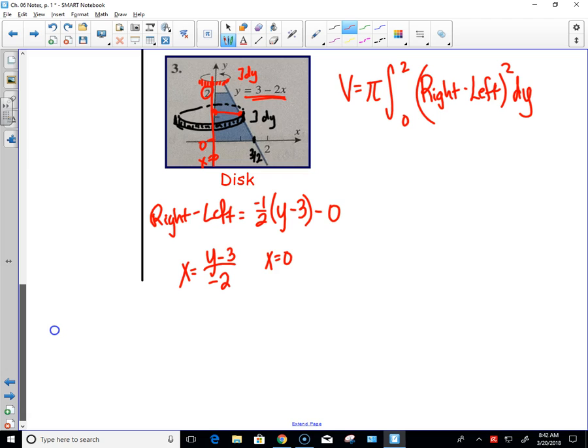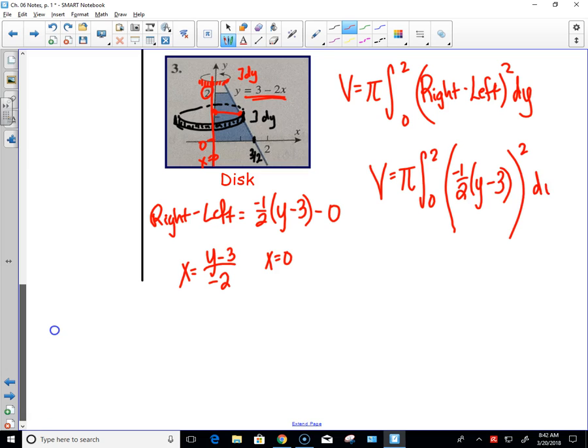So now I can go ahead and plug in, and V equals pi times the integral from 0 to 2 of right minus left squared. Didn't we already figure out that the left is just going to be 0? I have y's in my bounds. I have a function in terms of y, right minus left, and I have dy. It's good to go.